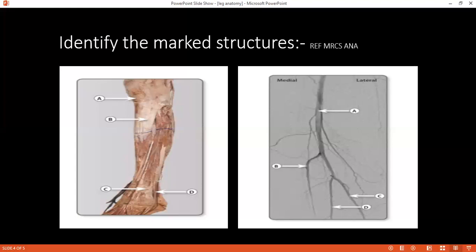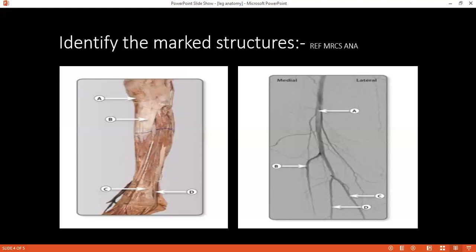The foot we will cover some other day. One last question. How would you confirm if there is involvement of the common peroneal nerve with injury? There will be loss of ankle eversion and sensory loss of the dorsum of the foot, except the first web space. Dorsiflexion and eversion will be lost, and there will be foot drop visible, and sensory loss over the dorsum of the foot.